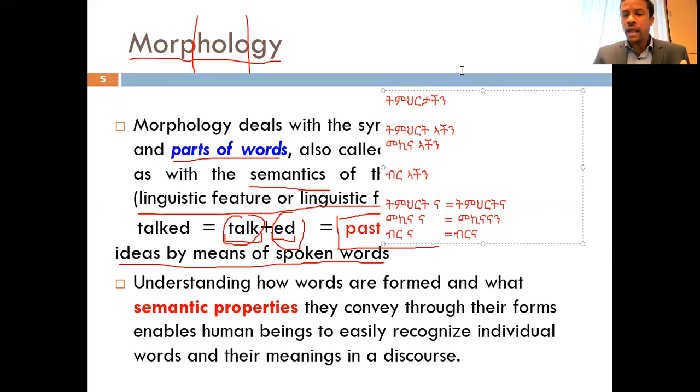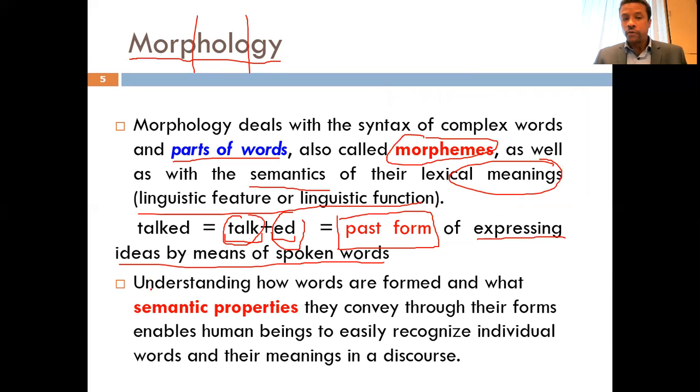So such kind of analysis is what we call morphology. So understanding how words are formed and what semantic property they have. What is the semantic property they play? For instance, och is a possession marker. Na is a conjugate. Ku is a first person singular subject identifier or marker.